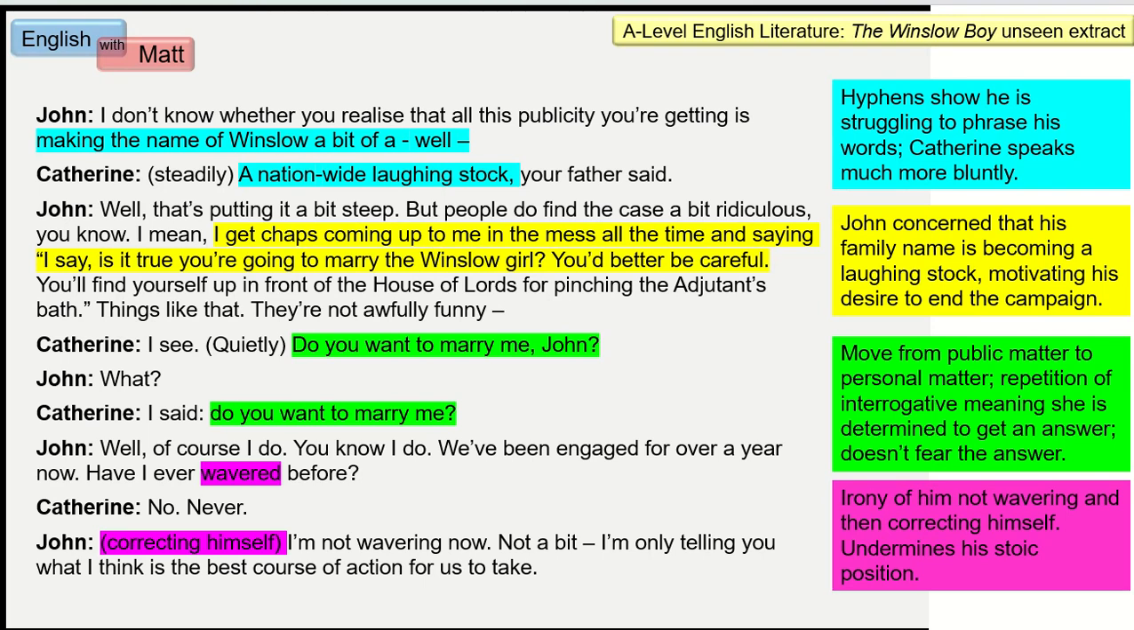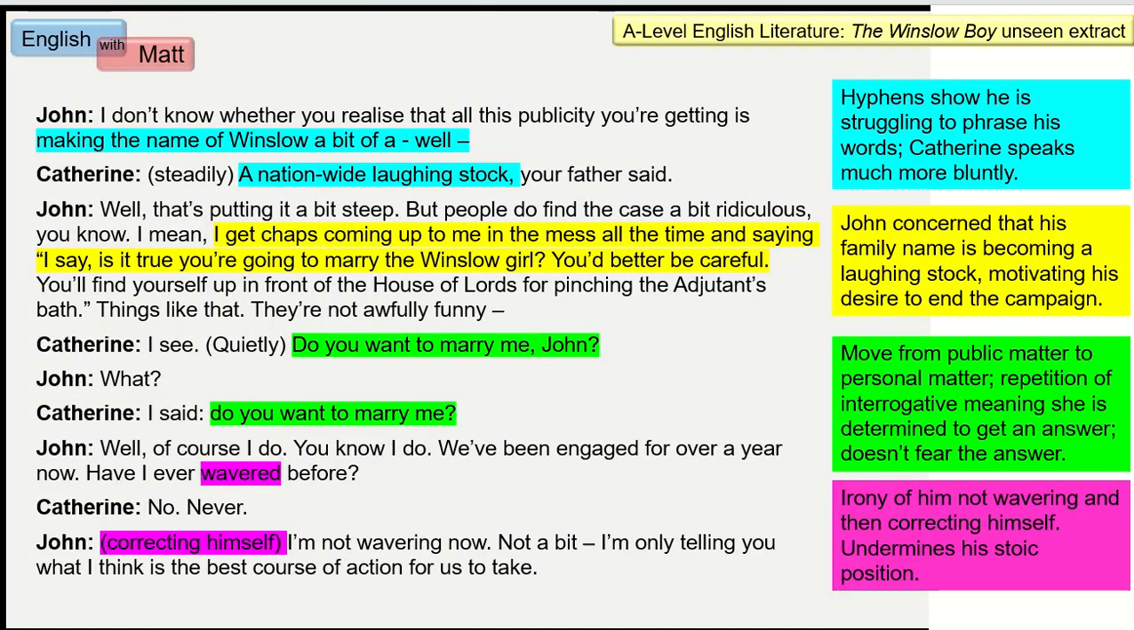At the bottom, of course, you have the irony where he's trying to bring some kind of logical stability to this conversation and to this relationship and to this campaign by saying almost, I've never wavered before. And then he corrects himself, suggesting that his stoic position here in this extract has been undermined. He's not as logical as maybe he would like to be. So perhaps Terence Rattigan there is using irony to show that John isn't as authoritative or consistent in his thoughts as maybe he would like to be seen as being.